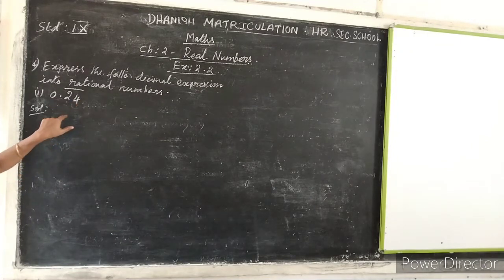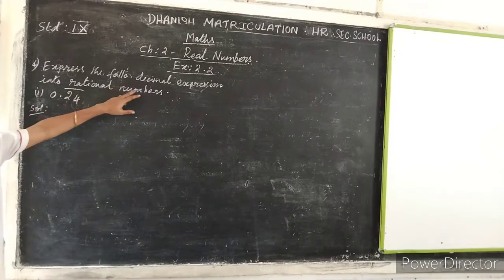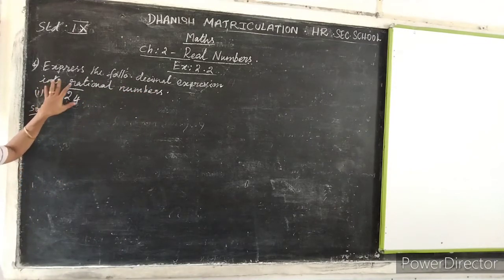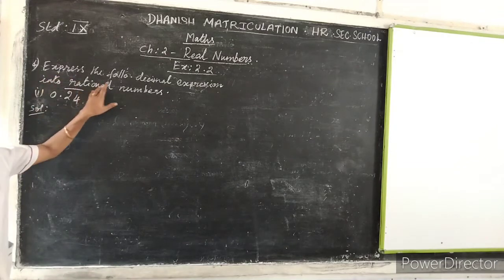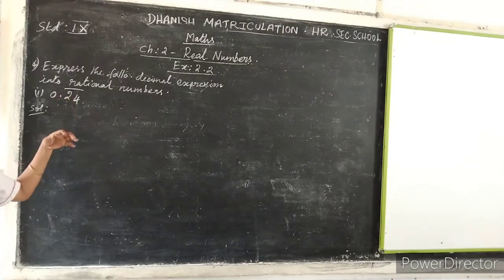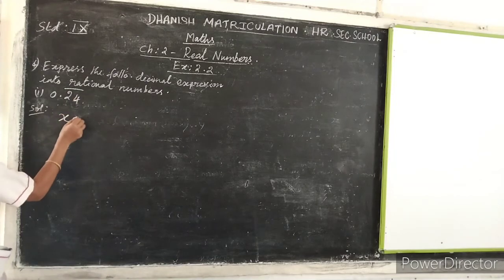Here, express the following decimal expression. The given one is a decimal number. Convert this decimal number into a rational number. That means we should write this decimal in the form of a fraction, that means numerator and denominator. That is a rational number.